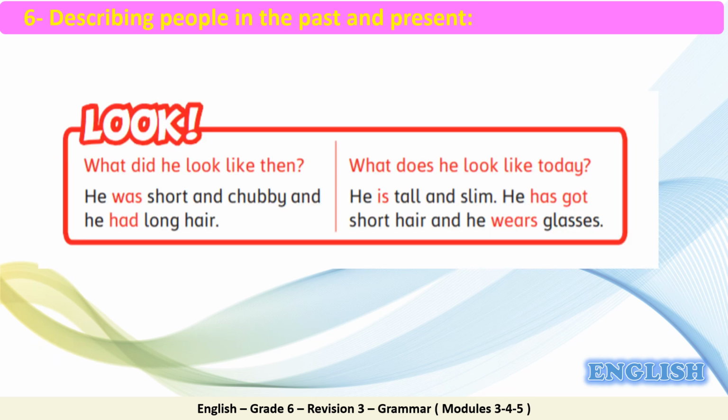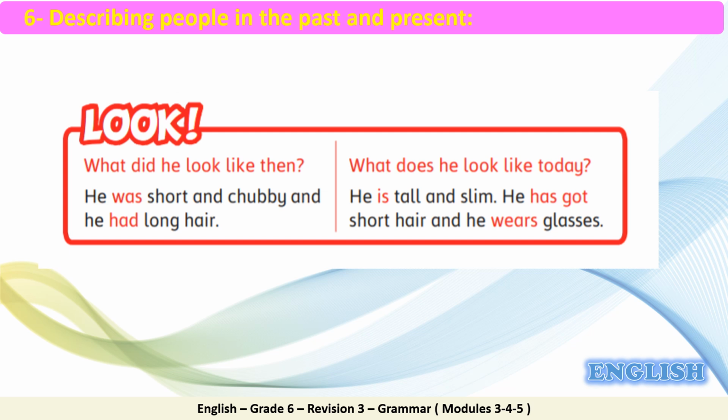Our grammar point number 6 is describing people in the past and present. Let's have a look at this look box. We have, what did he look like then? And the answer is, he was short and chubby and he had long hair. Here the question is in the past and the answer is also in the past. We have was and had.